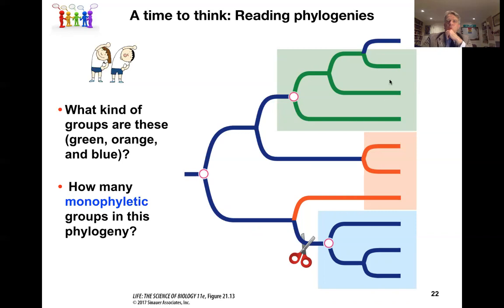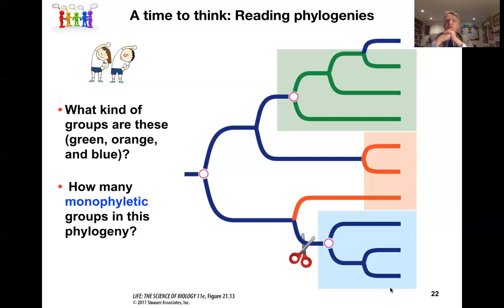So what type of group do we have in the green box? That's right, paraphyletic group, because we have a common ancestor, but we're excluding some of the descendant taxa. What kind of group do we have in orange? Right, polyphyly, because we have multiple common ancestors that are separated by other common ancestors. And what's the group that we have in blue? This is the easy one. Right, it's a monophyletic group because we have a common ancestor and all of its descendant taxa.